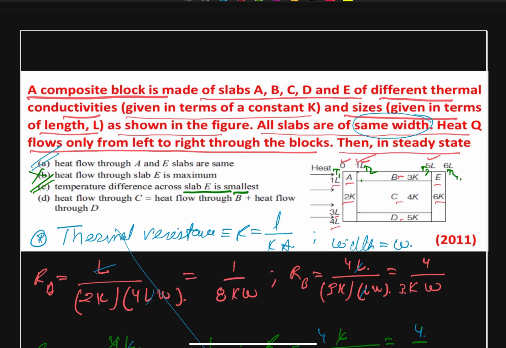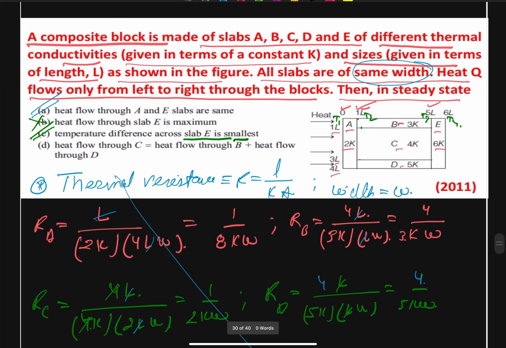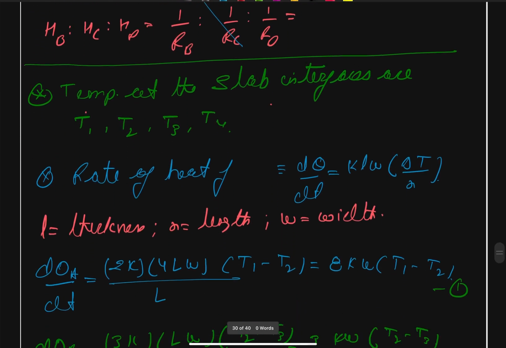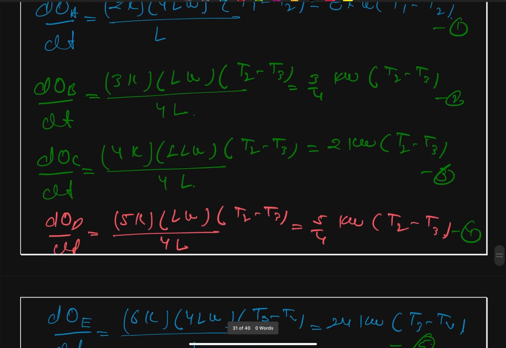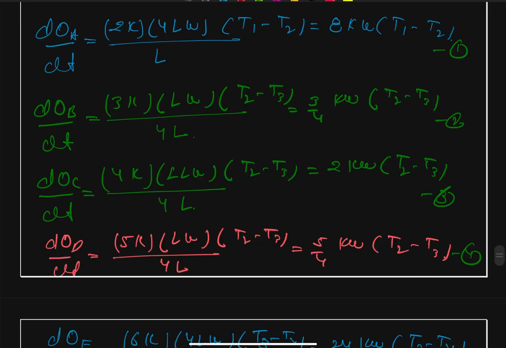And it says that heat flow through C is equal to heat flow through B plus heat flow through D. Okay. So this we can just easily prove. Heat flow through C is equal to heat flow from B plus heat flow for D. Okay, we can just use equation number 2, 3 and 4.